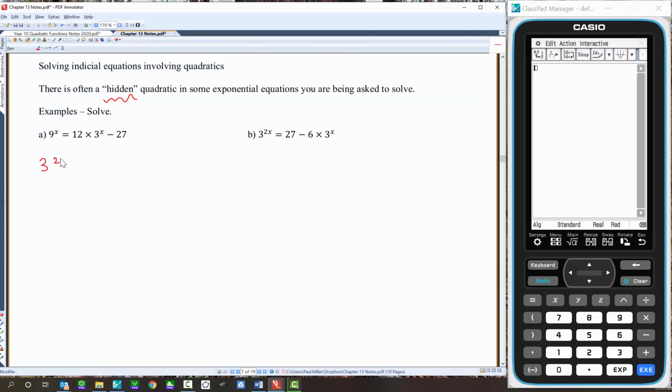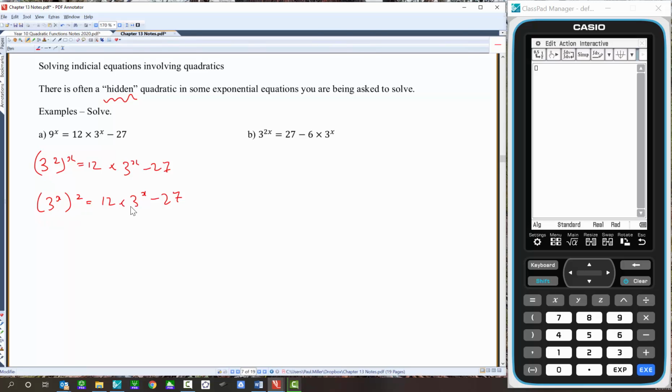So that's 3 to the 2x equals 12 times 3 to the x, take 27. I'm going to just swap the x and the 2. This is multiplication, so I can do that in whichever order I want. So 3 to the x, all squared, equals 12 times 3 to the x, take 27. All right, now, still none the wiser.